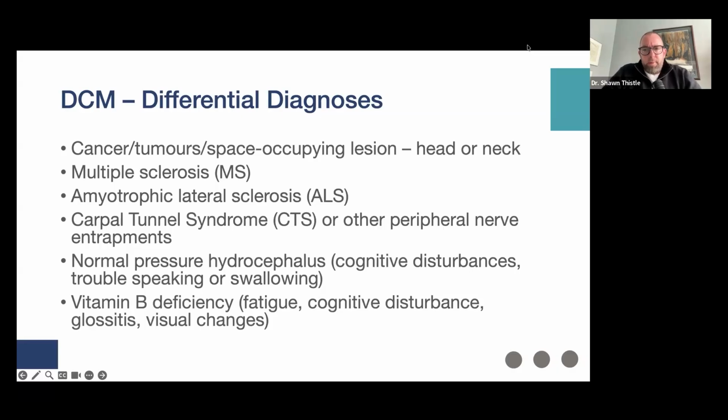The other thing you can have is normal pressure hydrocephalus, which can also show up with cognitive disturbance, trouble speaking or swallowing. That one would be referred, I think, if you're having those symptoms in your office anyway.